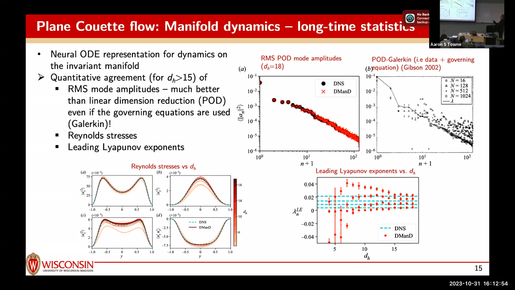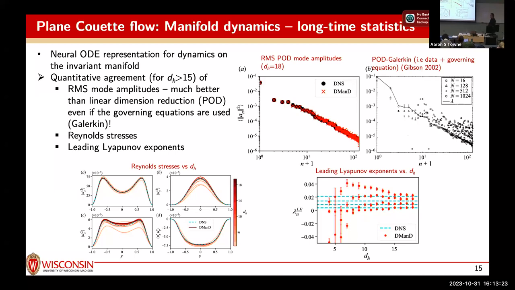And so that's the same plot as this. This is with various numbers of POD modes. And even with 1,000 POD modes, they were not able to get very good agreement with the black, that's the DNS result. Okay, so this nonlinear dimension reduction really matters. That's really allowing you to quantitatively capture the dynamics with a relatively low number of degrees of freedom.